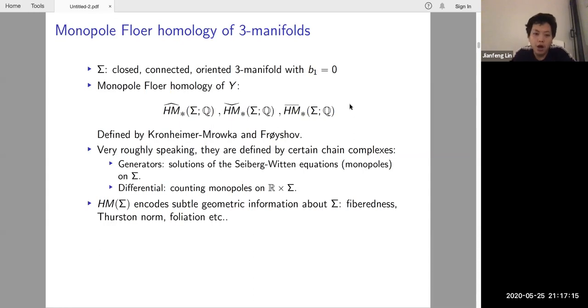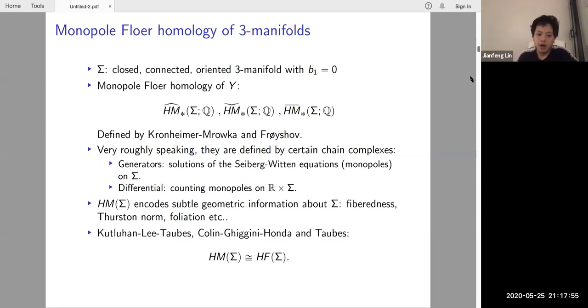As you can see, there are three different versions of monopole Floer homology, and when I just use this notation without specifying the version, I just mean the same result holds for all three flavors. It turns out that this monopole Floer homology encodes some really interesting but subtle information about the underlying three manifold. For example, it detects fiberedness and the Thurston norm, and it also tells us some useful information about the existence of foliations and so on.